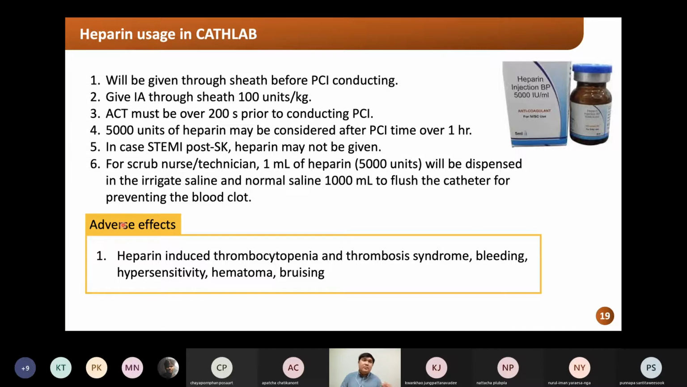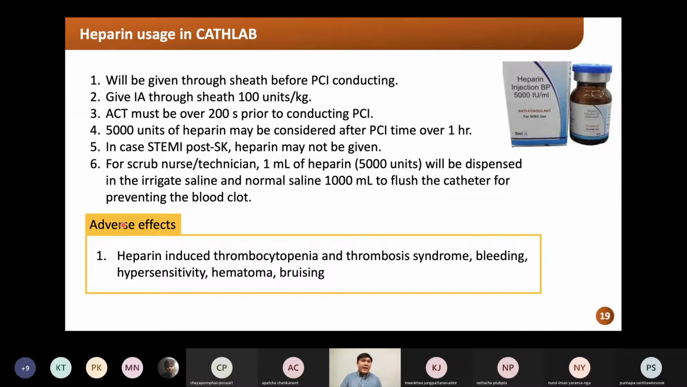But anyway, for additional information about it, I think Ajahn Vanpet might tell you about CAG and PCI next week. In case the patient suffers from STEMI post-SK, SK is streptokinase, which is counted as a fibrinolytic agent. I will tell you about this kind of drug in the next slide.